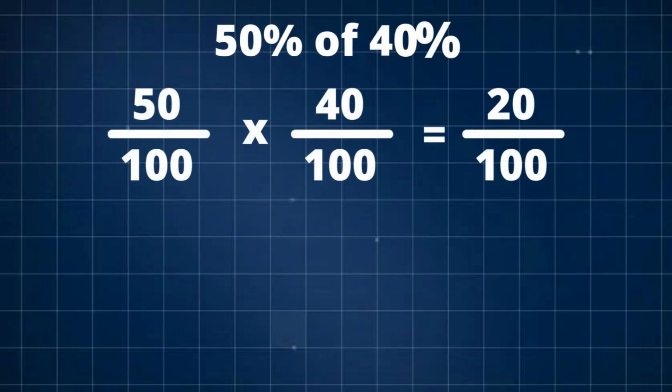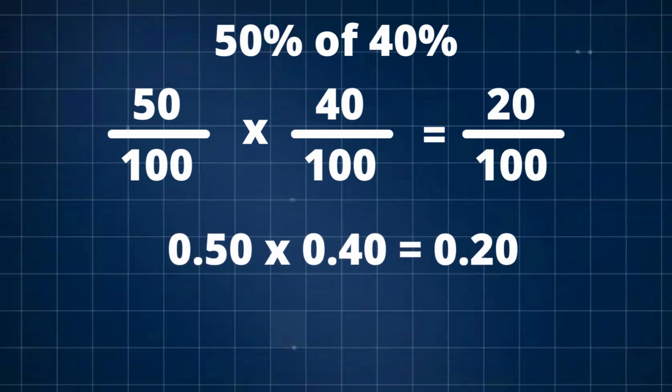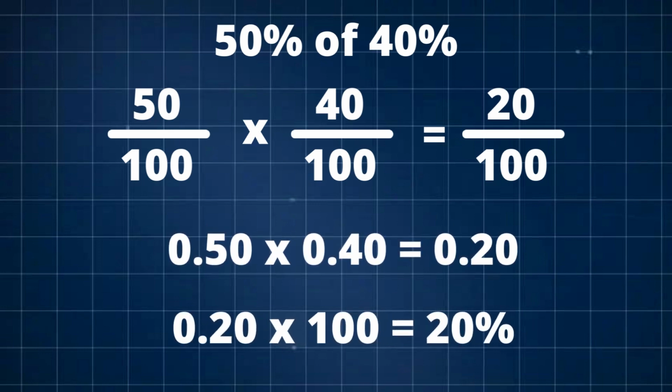To calculate a percentage of a percentage, convert both percentages to fractions of 100, or to decimals, and multiply them. For example, 50% of 40% is 50/100 times 40/100 equals 20/100, or 0.50 times 0.40 is equal to 0.20, times 100 equals 20%.